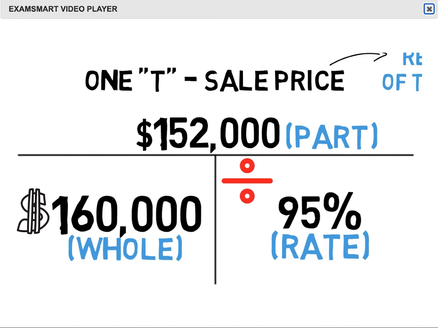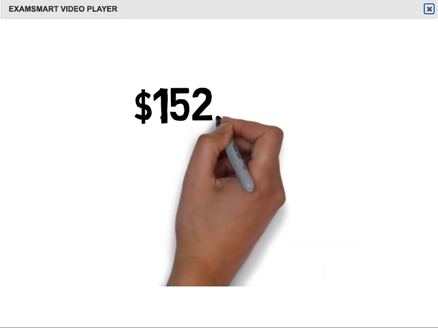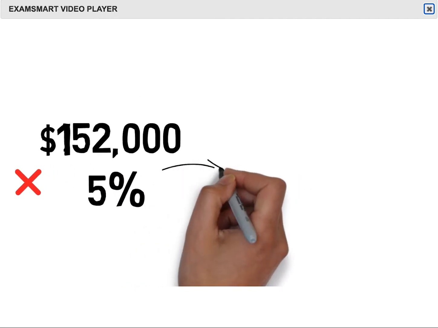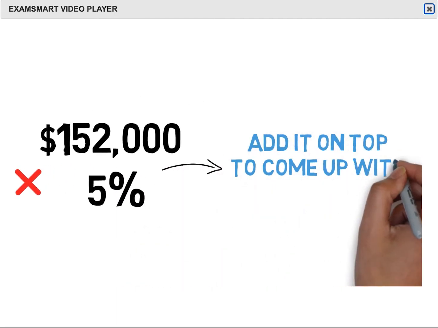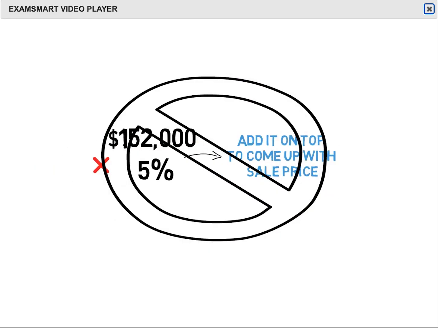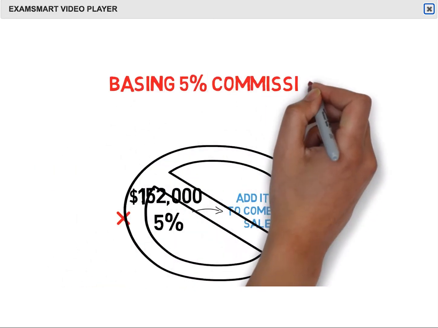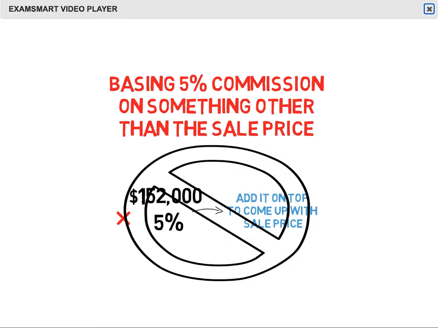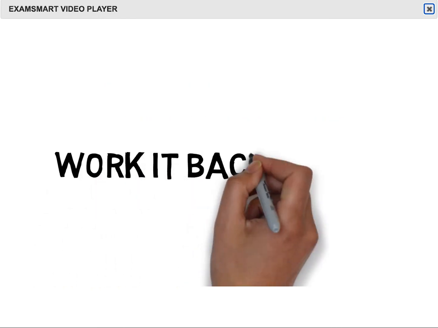Many people make the mistake of wanting to take the $152,000 times a 5% commission added on top to come up with the sale price. That doesn't work because you're now basing a 5% commission on something other than the sale price, and that's why you cannot do that. If you come across a problem like this, you can always work it backwards.